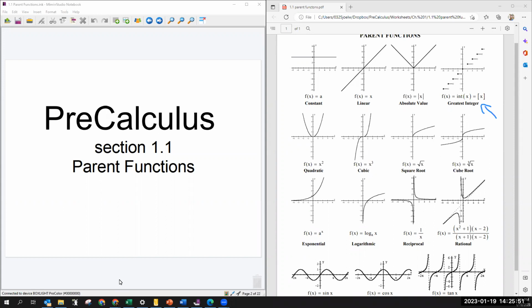The other thing that's a little weird is that really these two, rational and reciprocal, are two names that mean the same thing. They both mean this one. So you don't really need to worry about that graph or that equation.